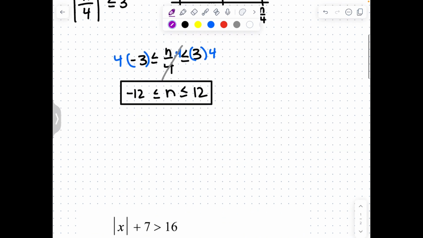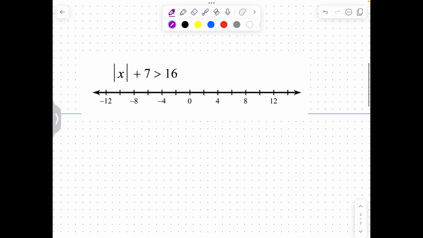So let's do another example. Here's another one. We have the absolute value of x plus 7 is greater than 16. Now, before we go to our compound inequality, we need to isolate that absolute value expression. So there's our absolute value, but we still have this plus 7 over here. We need to get rid of that. So let's rewrite.